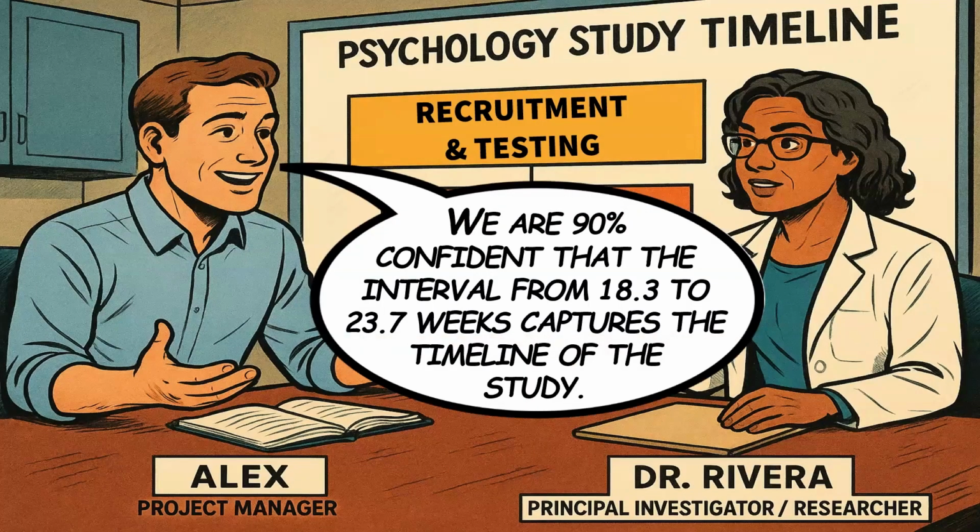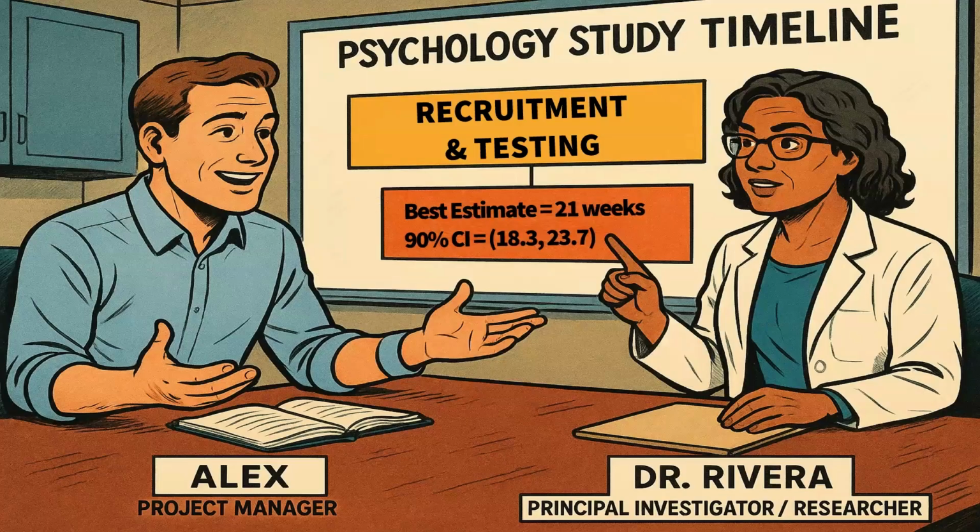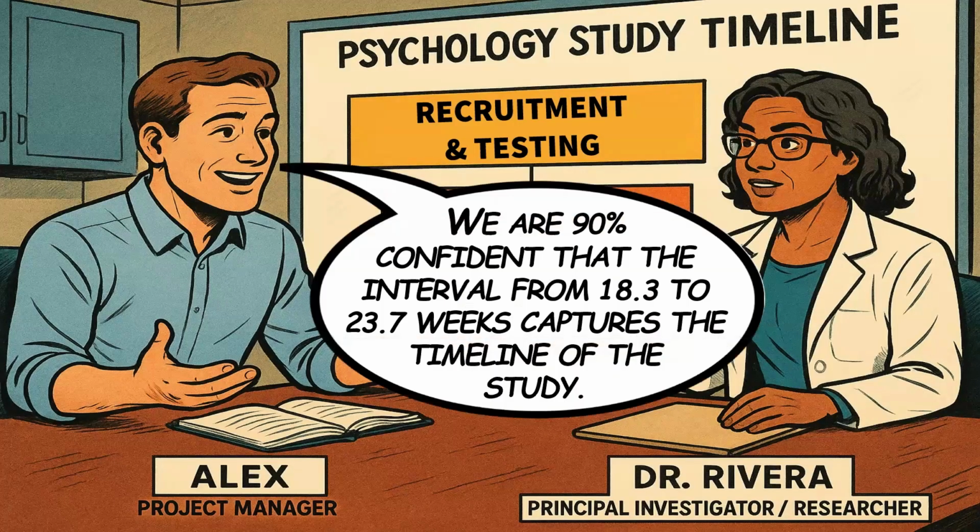Alex would say, hey, those numbers that I gave you, 18.3 to 23.7, we are 90% confident that the interval between 18.3 to 23.7 weeks captures the timeline of the study. So again, they don't know what the timeline of the study is, but they are 90% confident that whatever that timeline is going to be somewhere between 18.3 to 23.7 weeks.